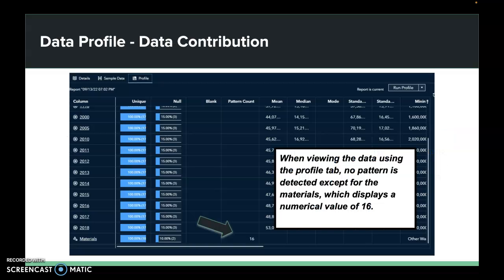So then data contribution. When viewing the data using the profile tab, no pattern is really detected except for materials, which displays a numerical value of 16.